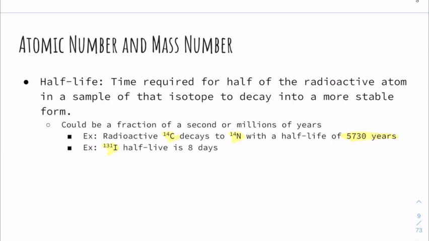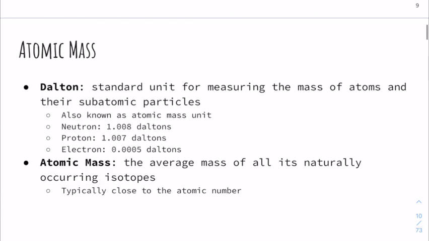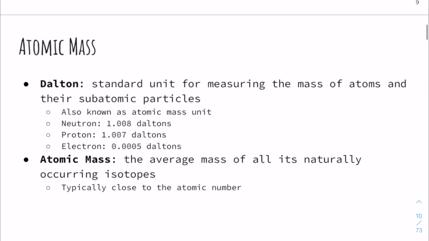When we're talking about the mass of atoms, they're technically measured in Daltons. So we know the atomic mass unit of protons, neutrons, and electrons, and those tend to be added up to find what is actually the atomic mass. We know neutrons are about 1.008 Daltons, protons are 1.007 Daltons, and electrons are 0.0005 Daltons. So if we add those together, the mass of all the naturally occurring isotopes is the atomic mass, and it's usually pretty close to that atomic number. They don't venture too far away from what their atomic number is for the atomic mass.